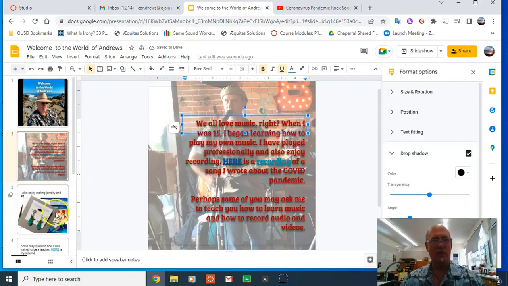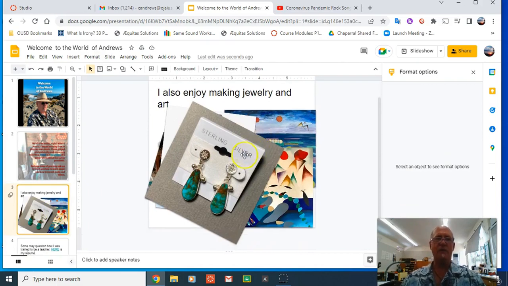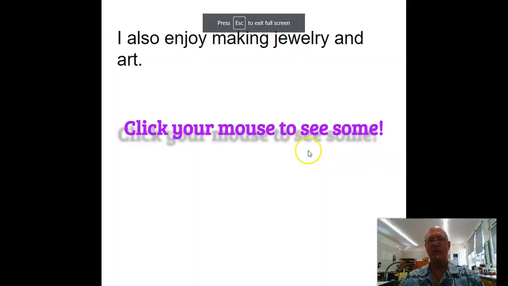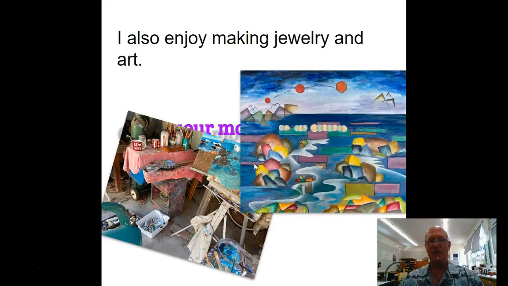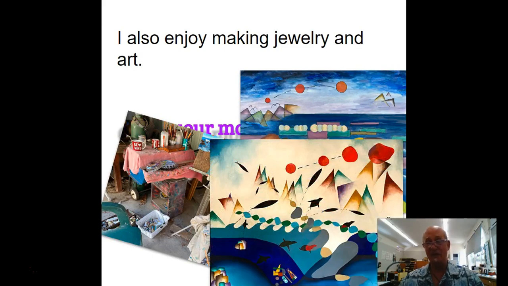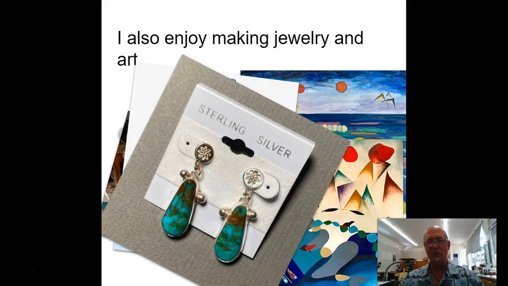Okay, next slide. So here I used some images to show some of my hobbies. And if you play the slideshow, it kind of loads these images in kind of a cool way. It says, click your mouse to see some pictures. And if you click it, all of a sudden these pictures start dropping in there in kind of a fun way. And this makes my slideshow kind of interactive so that the viewer actually gets to participate in how the images flow into the slide.